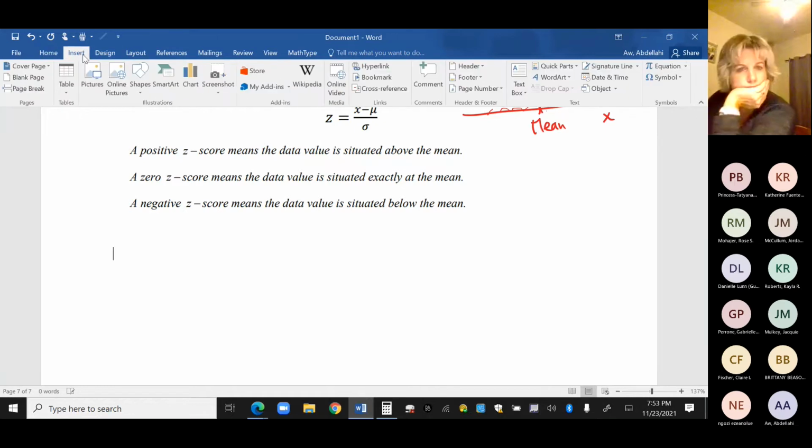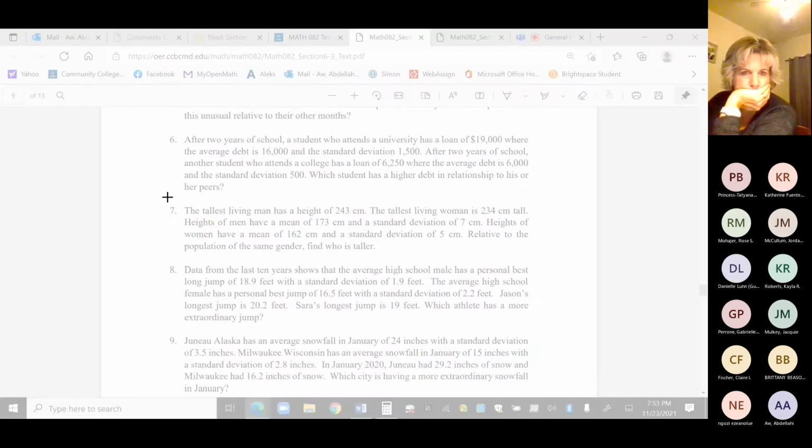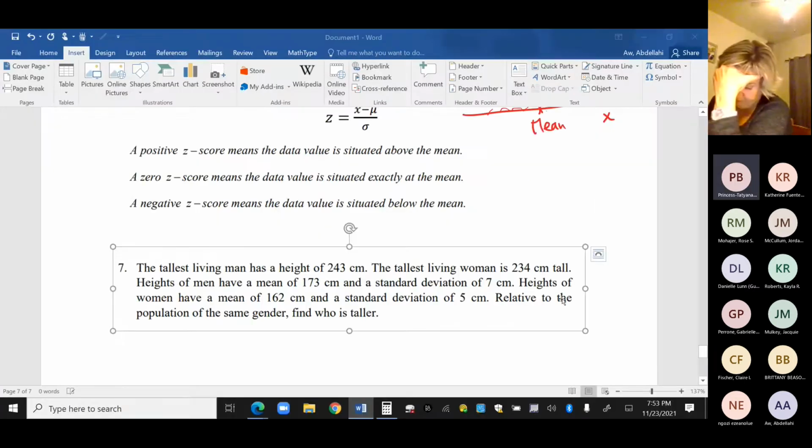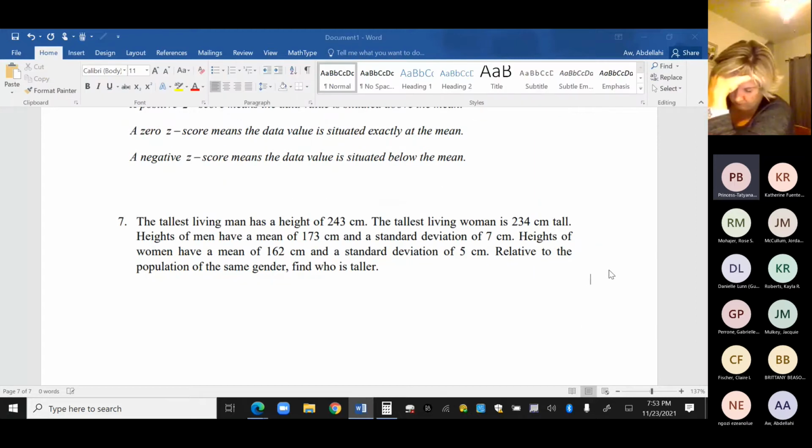We're going to give this example right here. The tallest living man has a height of 243 centimeters. The tallest living woman has a height of 234 centimeters. Of course, if you put them side by side, the man is taller, right? But this is not the question.